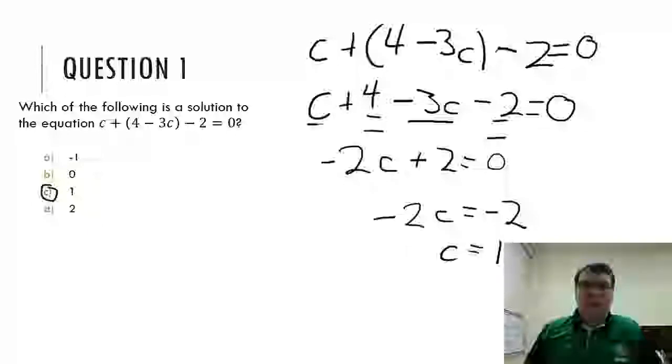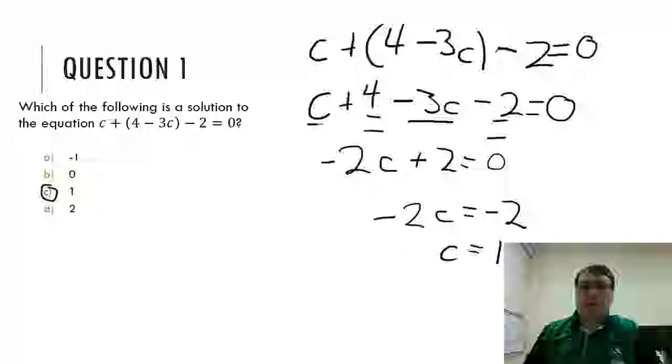So, looking at the set of parentheses, the 4 minus 3c, since there is a positive that's included in front of these parentheses, that means that the signage inside of the parentheses will not change. If this were a negative, it would change the signs inside of the parentheses, but that's not the case here. So we can drop those parentheses, really. So we're going to have actually c plus 4 minus 3c minus 2 is equal to 0.